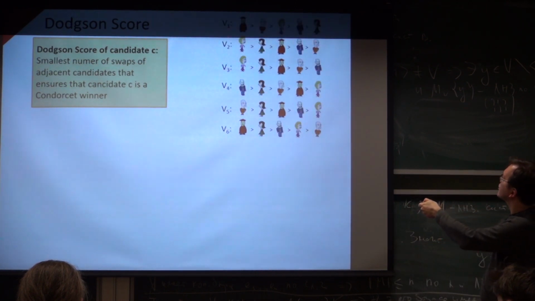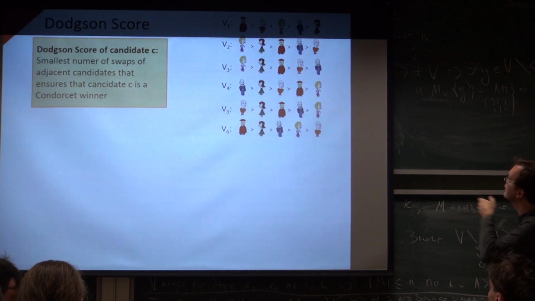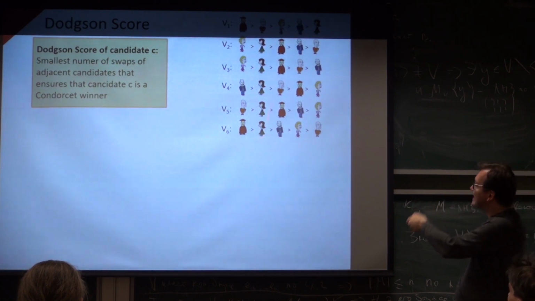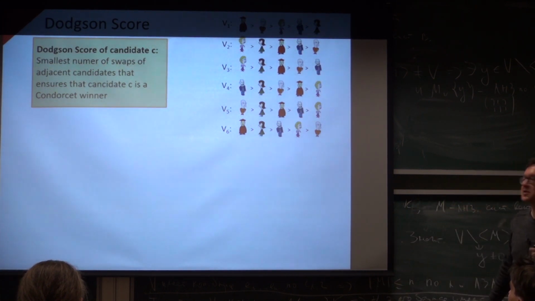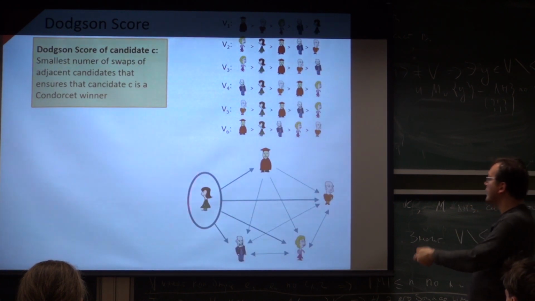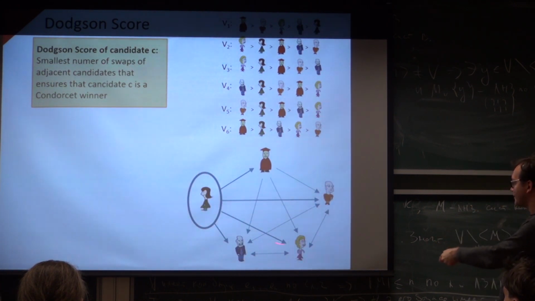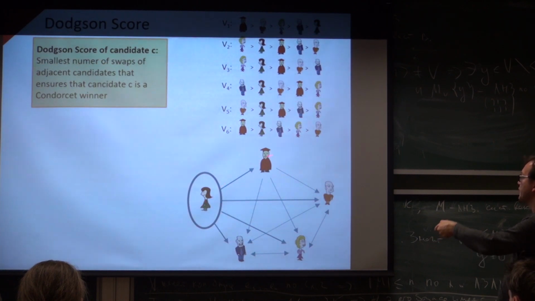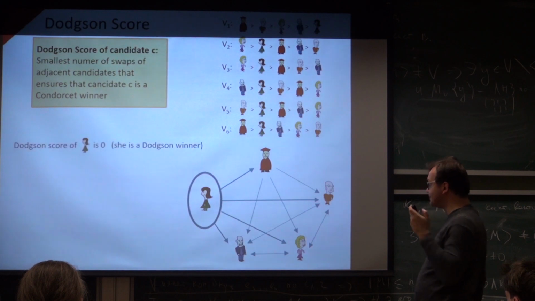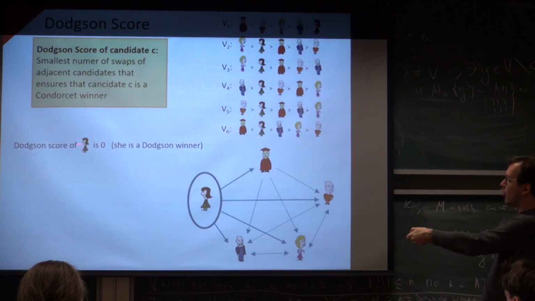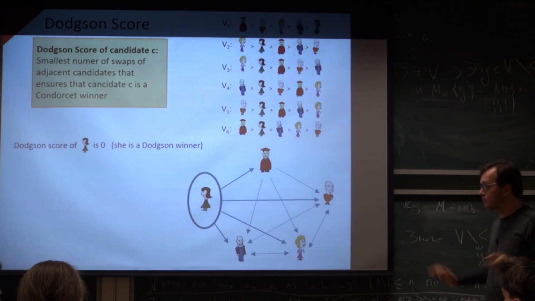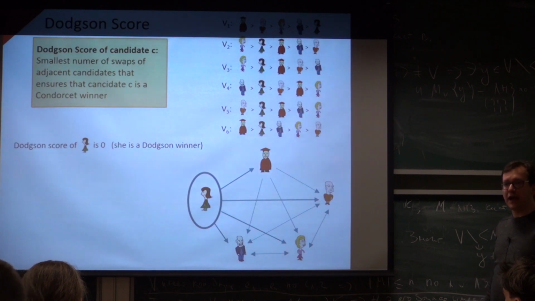So here we have an election, and in particular, this is the same election that we have seen in the introductory slide. It has this majority graph. Here, green defeating red means a majority of voters prefer green to red. So Dodgson's score of green is 0. She is a Dodgson winner. She's also a Condorcet winner because, well, you don't have to do anything to make her a Condorcet winner.